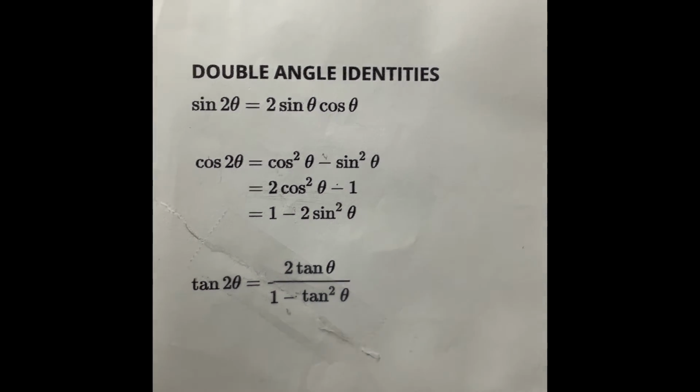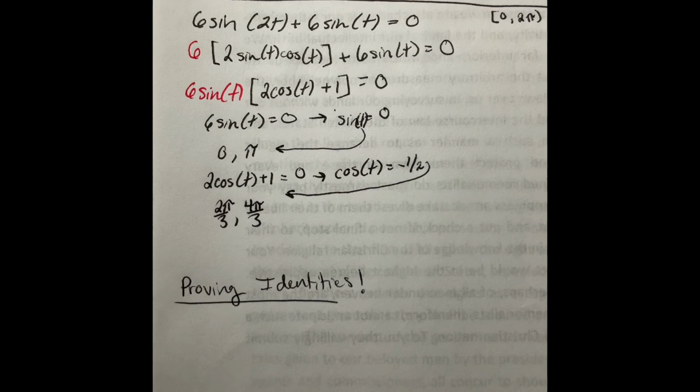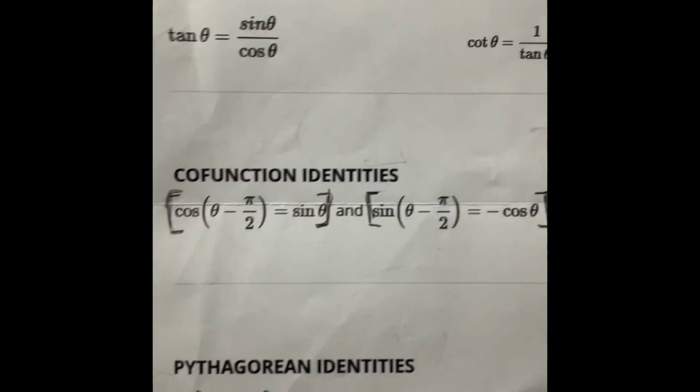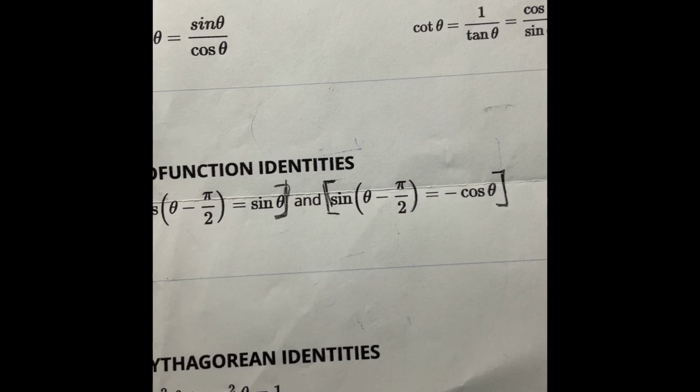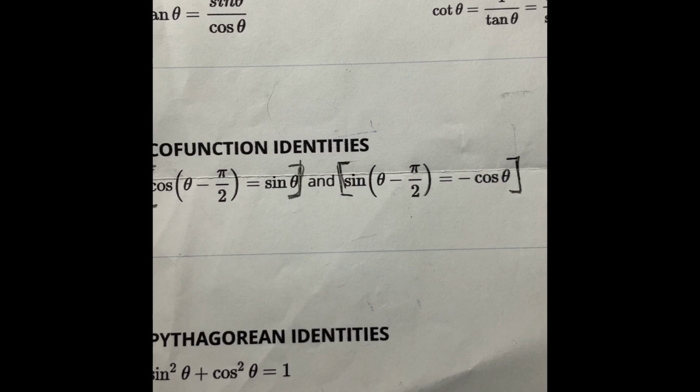Another thing I wanted to mention was your cofunction identities. Sine theta is equal to cosine of theta minus pi over 2, and then negative cosine theta is equal to sine of theta minus pi over 2. Those are also going to be used sometimes when trying to prove an identity. So just plug it in when possible and simplify when necessary.